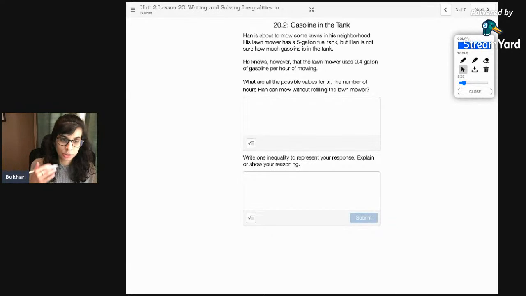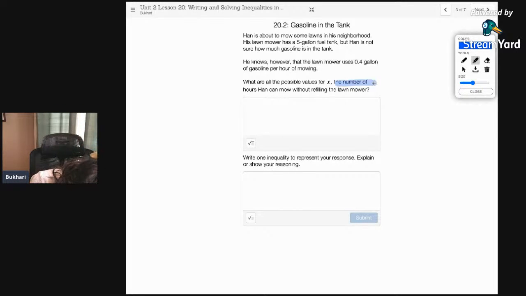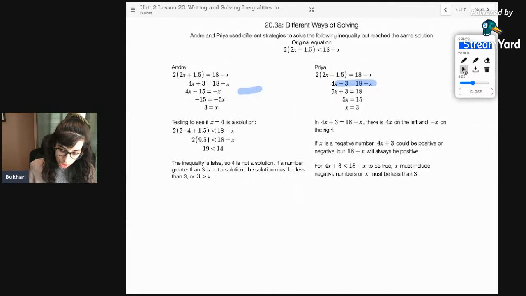And then once you write that inequality, explain what that inequality represents in the situation. What does X represent here? X here represents the number of hours. And so you use that as you are solving your equation. So I'll leave that for you to do.